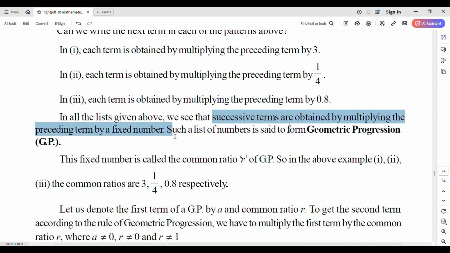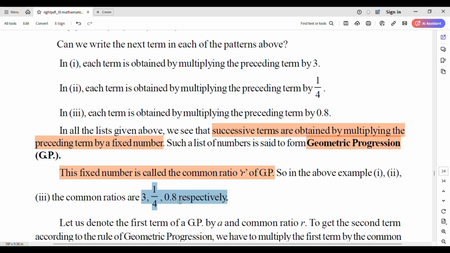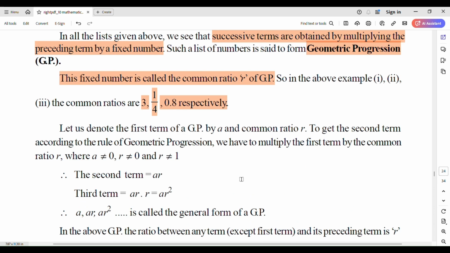So the key part is here: successive terms are obtained by multiplying the preceding term by a fixed number, t of n equal to t of n minus 1 into r. Such lists are called geometric progression, they are in geometric progression. The fixed number is called the common ratio of the GP. In the examples here, 3, 1 by 4, and 0.8 are the common ratios. So this is about the geometric progression.